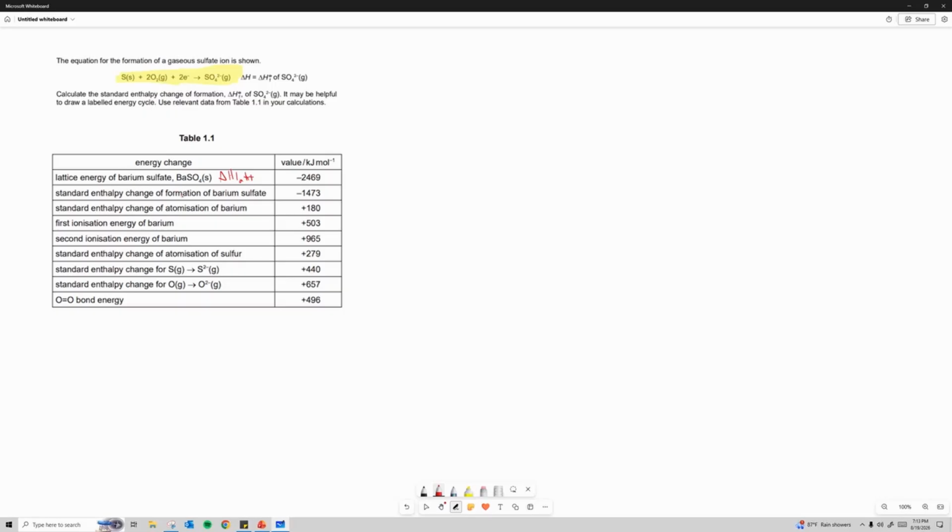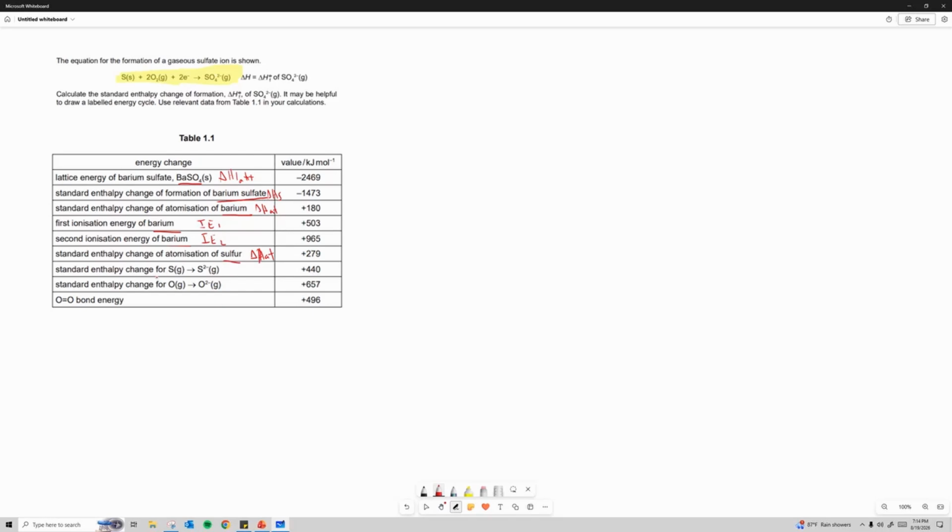I have the standard enthalpy change of formation of barium sulfate. So this is delta H F for barium sulfate. I'm going to underline the barium sulfate. I have the standard enthalpy change of atomization for barium, so I have delta H atomization for barium. The first ionization energy for barium, so IE1 and IE2 for barium, first and second. Atomization of sulfur, so I have delta H AT for sulfur.